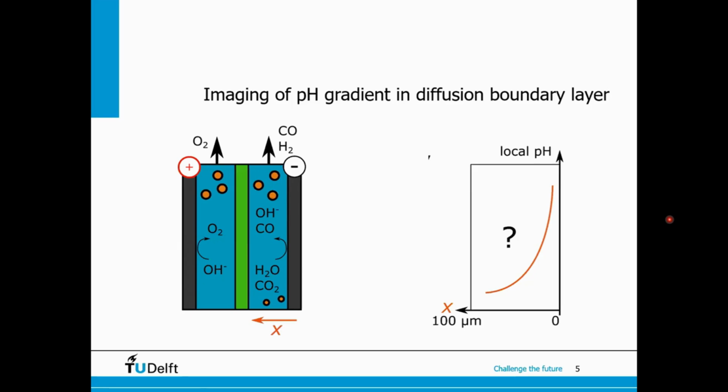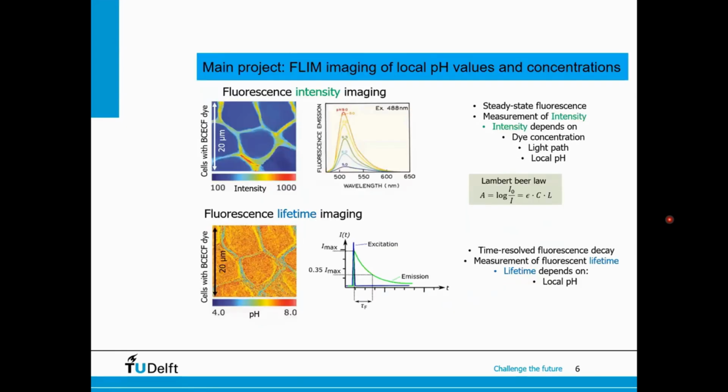So we need a technique to measure close to this surface. And this is one example, of course. So you could think of fluorescence intensity imaging. So regular fluorescence imaging. But then you're always dependent on the dye concentration or the illumination of your sample. And then you don't always know whether the structures or phenomena you see are because of the local pH or because of the concentration, for instance. And if you do FLIM, you are completely independent of that.